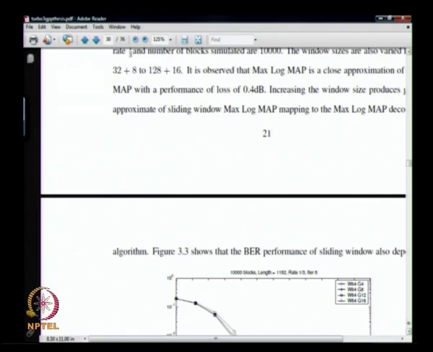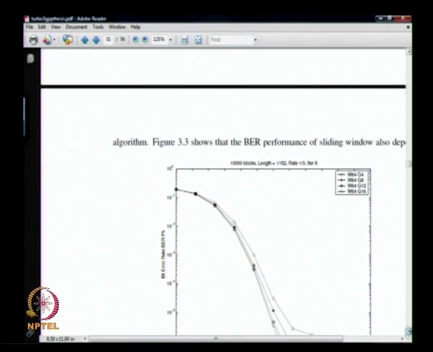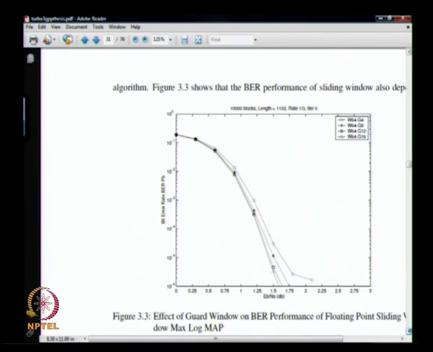What else did he do? Capacity at rate 1/3 is maybe less than 0, about minus 0.5 maybe. Here he has looked at the effect of what he calls the guard window. I think the guard window must be the L. How large is L for a fixed W? W is fixed at 64 for some reason, and then he is looking at G4, G8, G12, G16. So L is 4, 8, 12 and 16, and you plot different things.